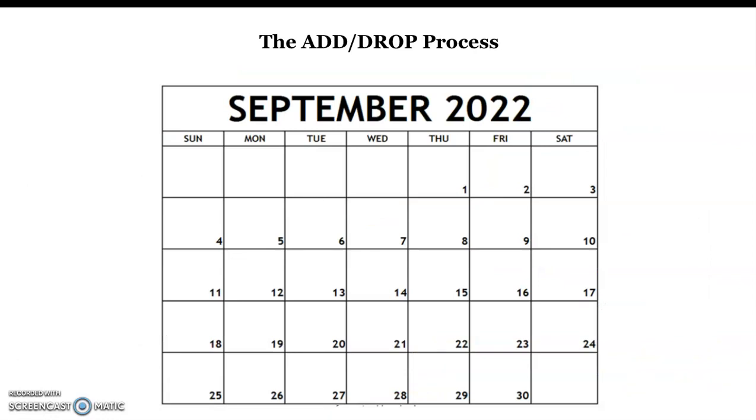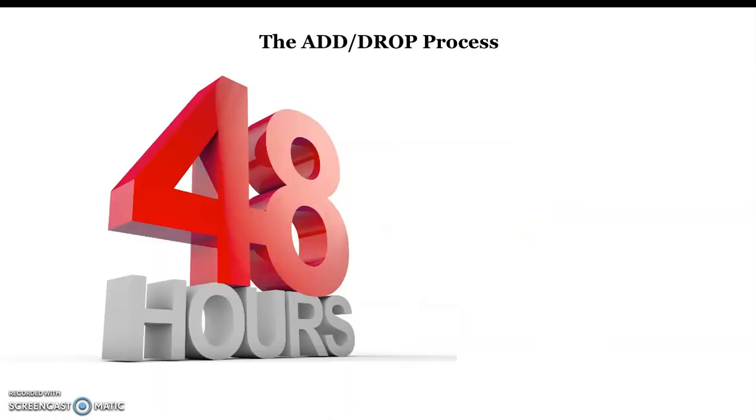How long do you have to make your choices? You have until September 9th. So that is 6 school days. That means that you don't have a lot of time to kind of hem and haw around. You have to kind of make your mind up if you're wanting to make a change. So that's 6 school days. On Monday, September 12th, everybody will be in a place, and the add-drop period is over.